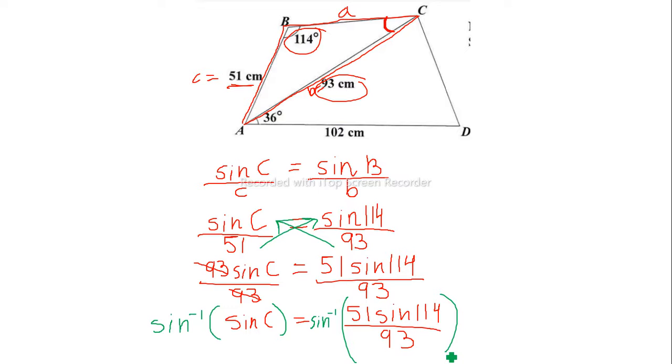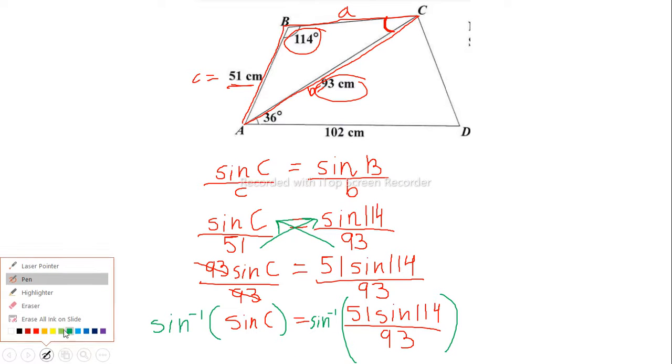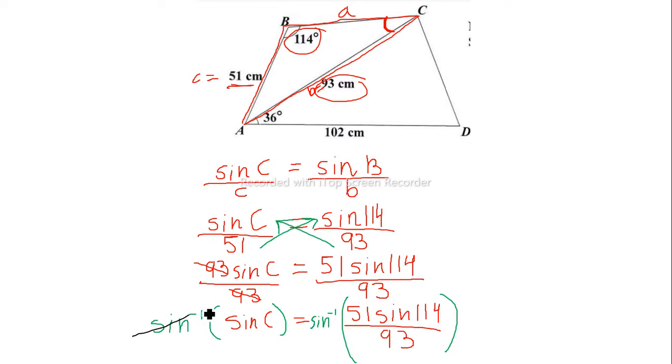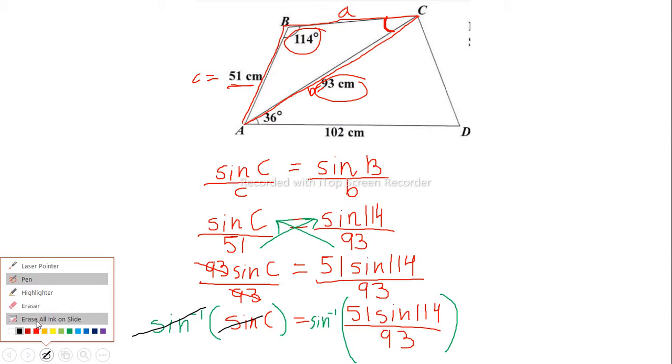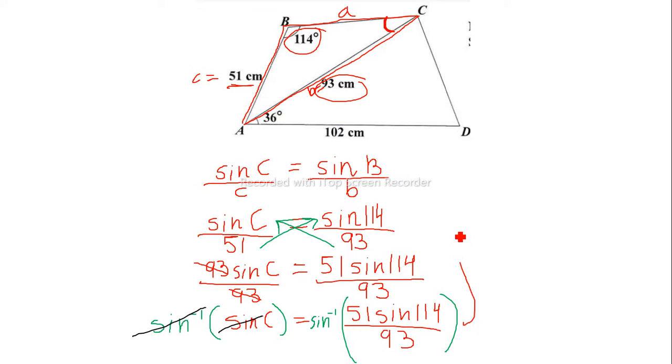Now we have to note that sine inverse and sine cancel out each other, and so that leaves us with simply C. We are left with C, and hopefully you can understand that's what we were trying to do all along. We were trying to make C by itself, and that's why we divided by the 93, and that's why we took the sine inverse of both sides, just so that we could get rid of everything and be left with C.